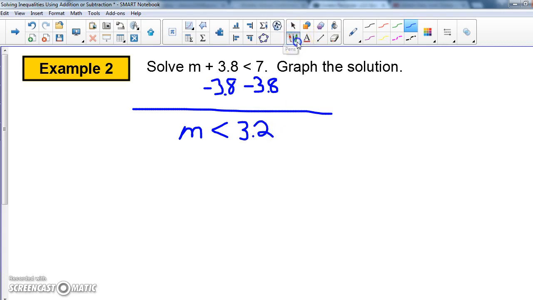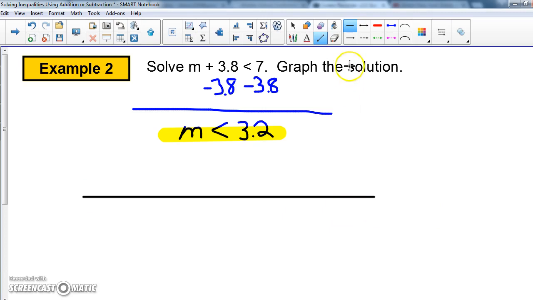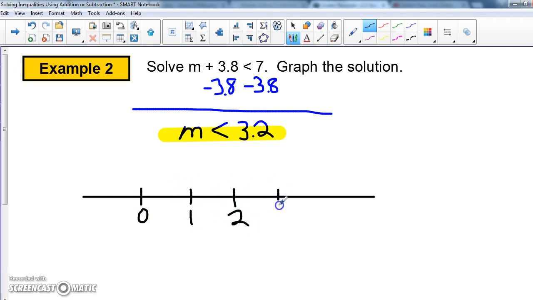Okay, so that takes care of my answer, my solution to the problem. Now I need to go ahead and graph this. So once again, I'm going to make a number line. And this one is less than 3.2. So let's see, I'm going to go ahead and put a 0 here, 1, 2, 3 goes here, and I'll put 4 here.